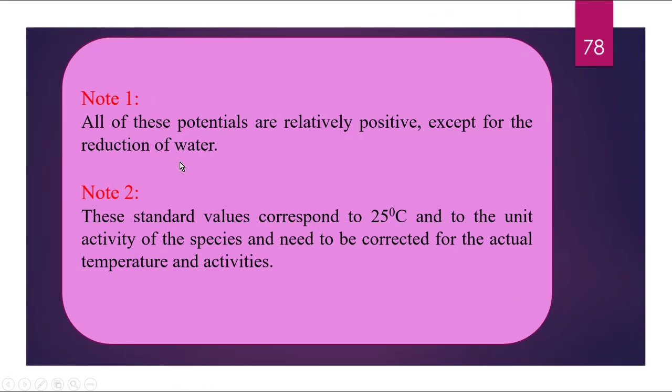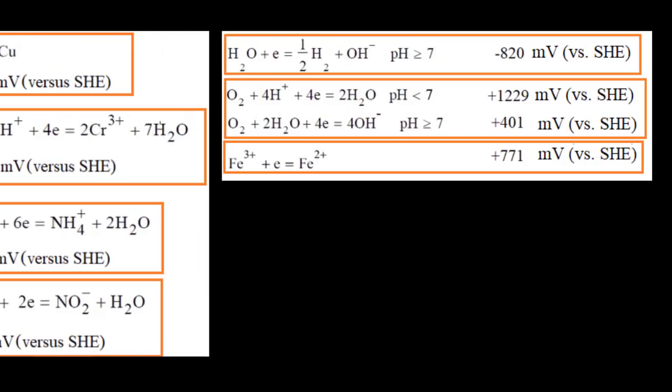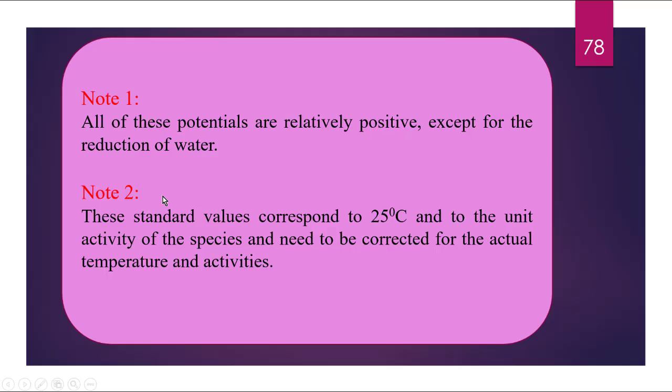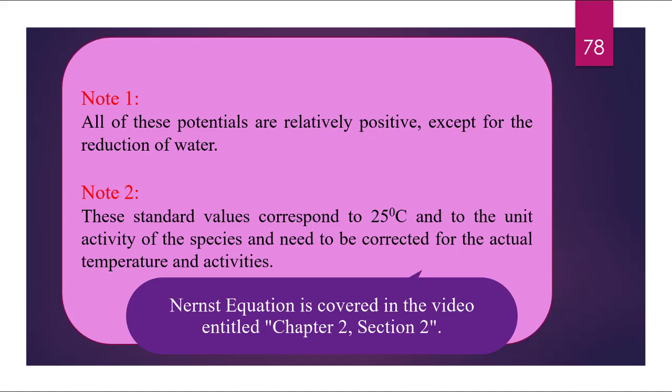Note 1. All of these potentials are relatively positive, except for the reduction of water. Note 2. These standard values correspond to 25 degrees Celsius and to the unit activity of the species and need to be corrected for the actual temperature and activities. Nernst equation will be covered in the video chapter 2 section 2.